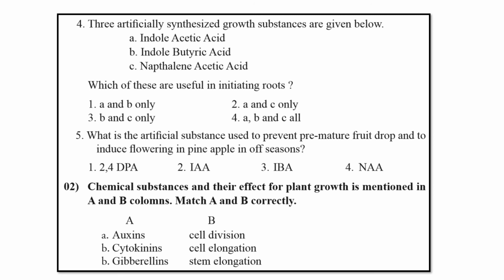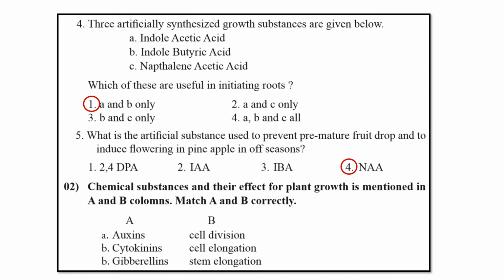Now question number 4. Three artificially synthesized growth substances are given below: indole acetic acid, indole butyric acid, naphthalene acetic acid. Which of these are useful in initiating roots? That is A and B only, indole acetic acid and indole butyric acid. Number 5. What is the artificial substance used to prevent premature fruit drop and to induce flowering in pineapple in off seasons? That is NAA, naphthalene acetic acid.